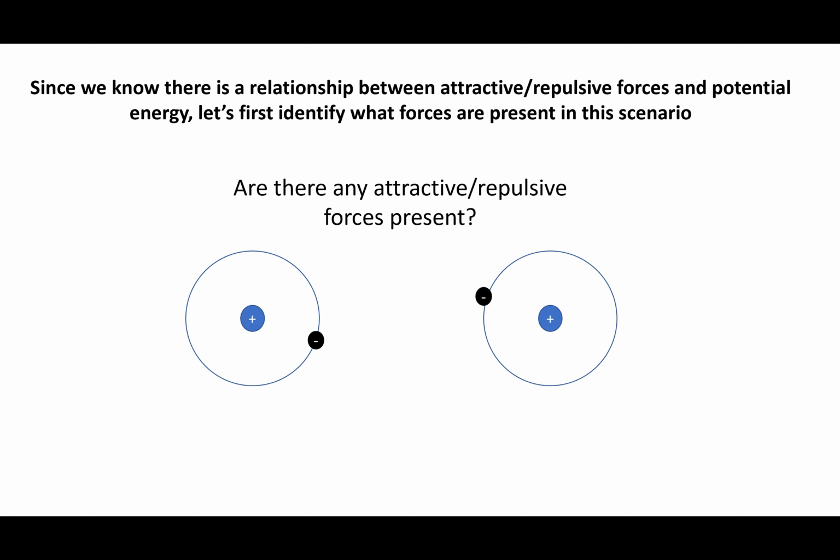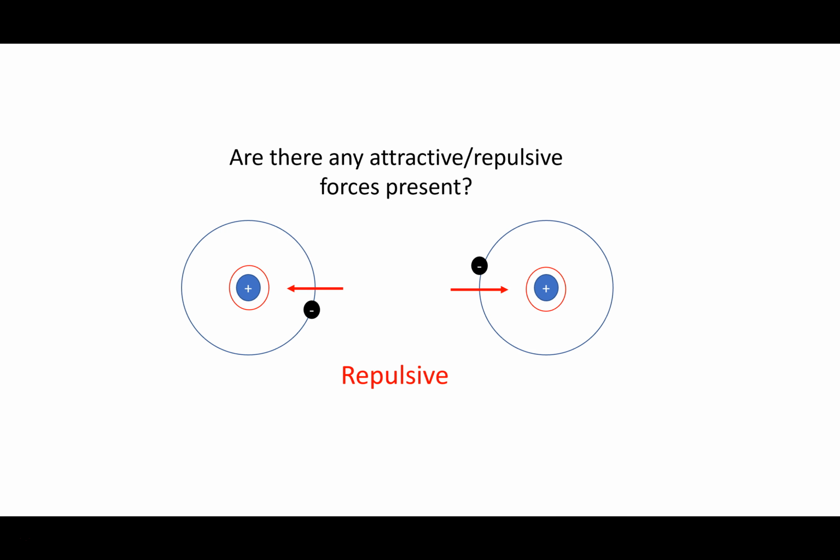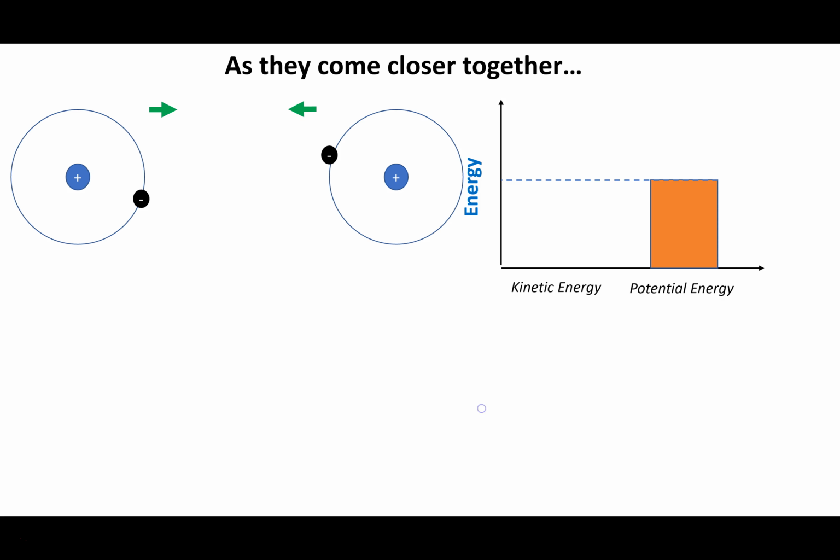Before we dive into this, we have to first ask ourselves, what forces are present? And are they attractive or repulsive forces? First off, we have an attraction between the proton of one atom and the electron of the other atom, and likewise if we flip it. But then we also have a repulsive force between the two electrons of the two atoms, and we have repulsive forces between the two protons of the two atoms. Here they are at the beginning, and the attraction is greater than the repulsion, so they're going to start coming closer together. For the sake of the conversation, we're going to start off our potential energy right here.